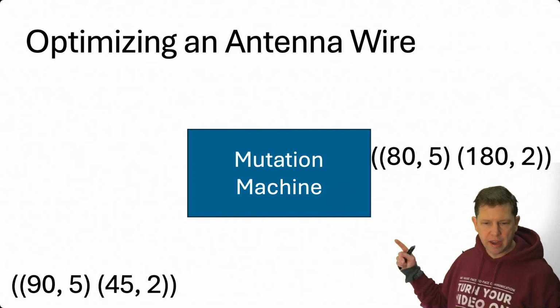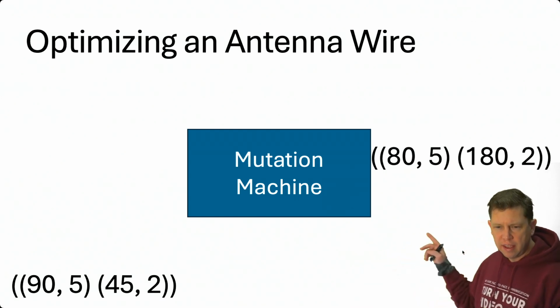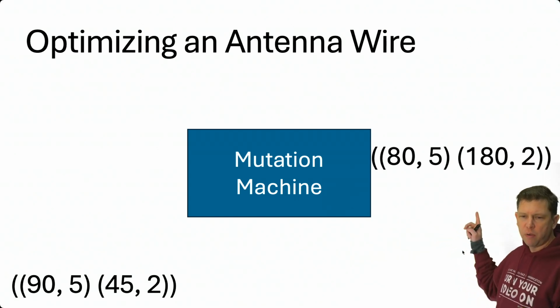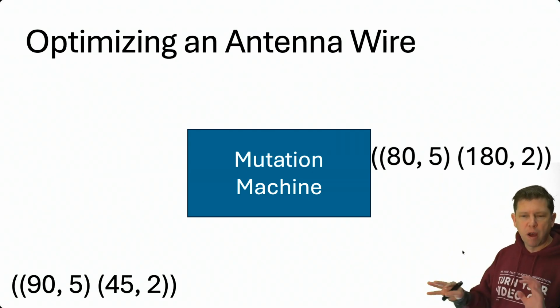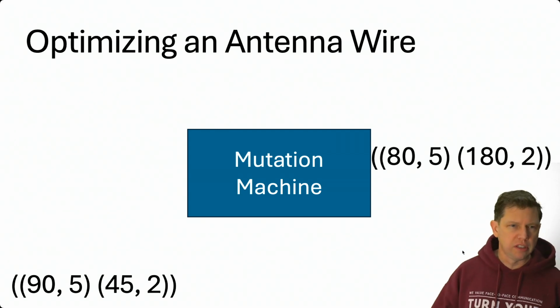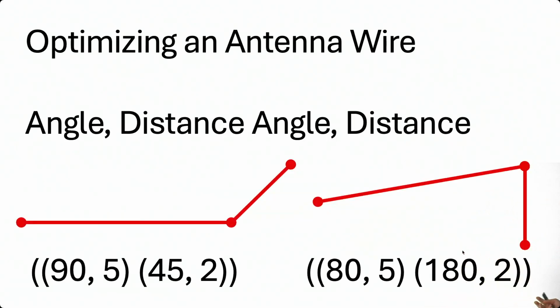Okay, first we had a 90 degrees and then 5 inches. And we reduced that to 80. So it's 80 degrees now. And then we had 45, but now we've got 180 degrees. So it's going to be straight down. And then 2. So it just modified the angles on two of these in this mutation machine. So if we take that and draw it, it'll look something like this. So now we have a population of 2 chromosomes that represent different proposed solutions to the shape of this antenna.